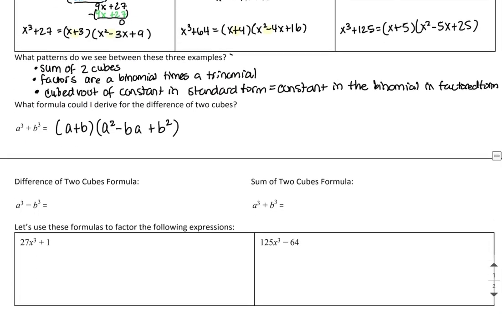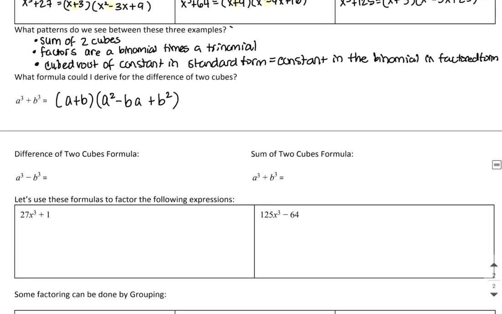And now I just want to put those two together, the difference of two cubes and the sum of two cubes. The formula for a cubed minus b cubed is a minus b times a squared plus ba plus b squared. And the formula for the sum of two cubes is a plus b times a squared minus ba plus b squared. And I'm just going to highlight what's important here.